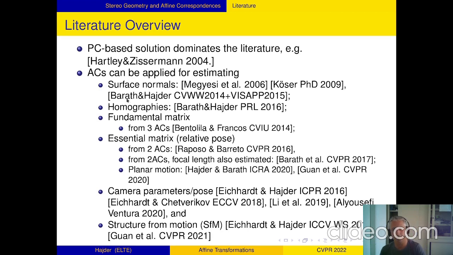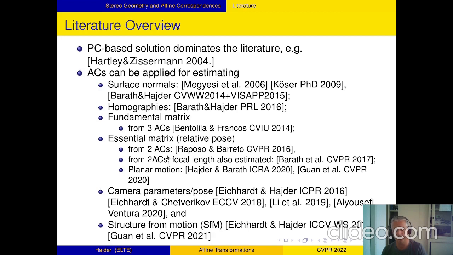We proposed algorithms in order to estimate optimally the surface normals. Homographies can be estimated from the affine transformations, the fundamental matrix. For this problem, the pioneering work is written by Portuguese researchers Bento Lilla and Francos. They are researchers from Israel, and they consider the fundamental matrix estimation from 3 affine correspondences.